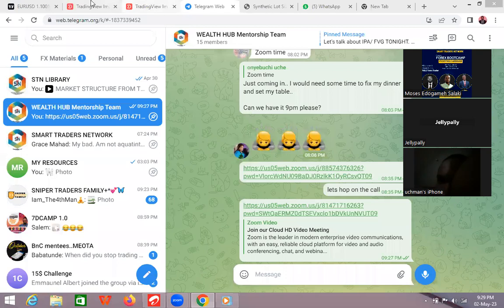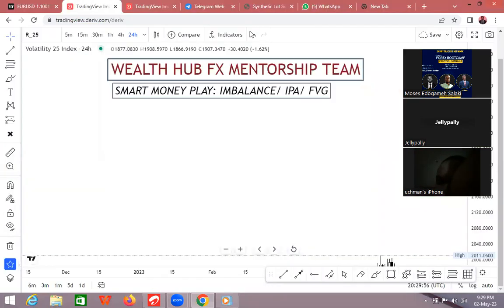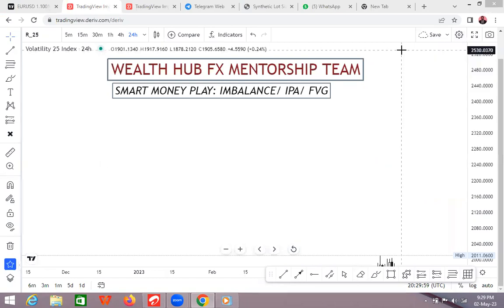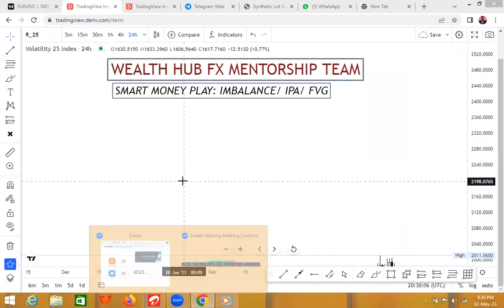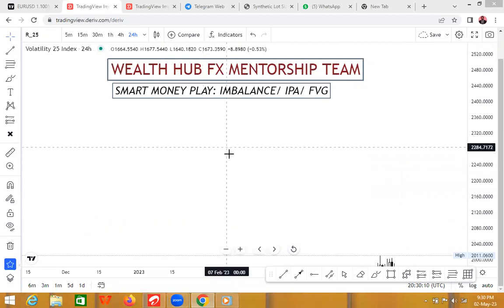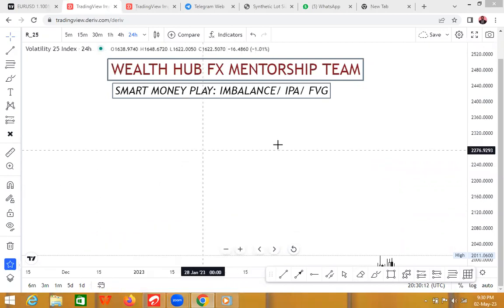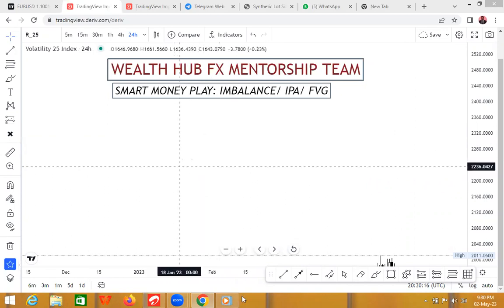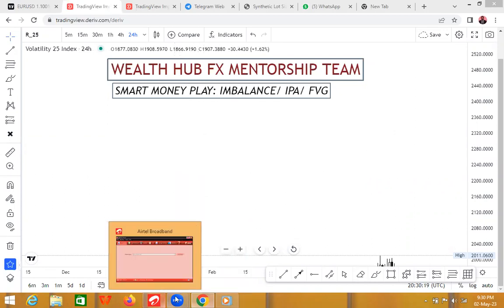What I want to share tonight, I've already told us, has to do with fair value gap and imbalances. It's the same thing. Fair value gap and imbalances, or IPA, fair value gap, are different names you give to them, but it's a smart money play, and it's very important we look at it.